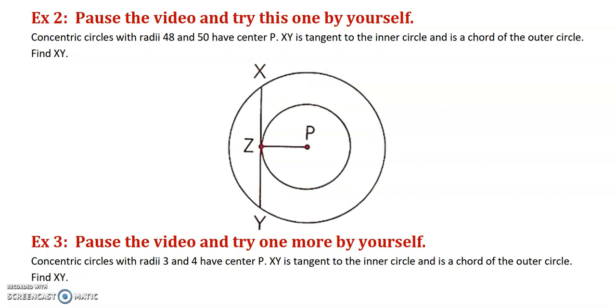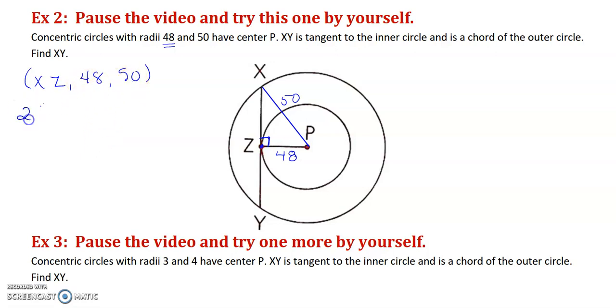Begin with a drawing. Draw in the larger circle's radius. Recall that the radius of the smaller circle is going to be perpendicular to the chord because they connect at the point of tangency. And then the smaller number goes on the smaller radius. The larger number goes on the larger radius. So I have XZ, 48, and 50.